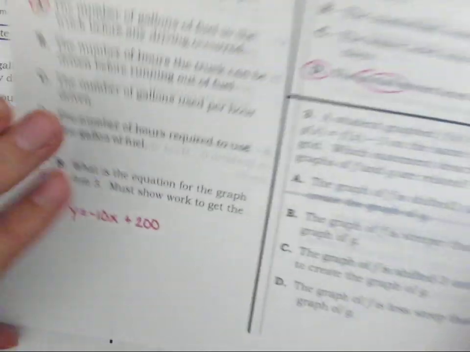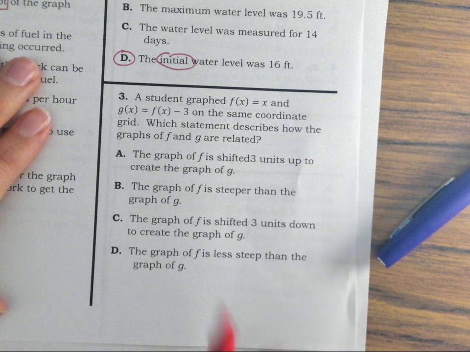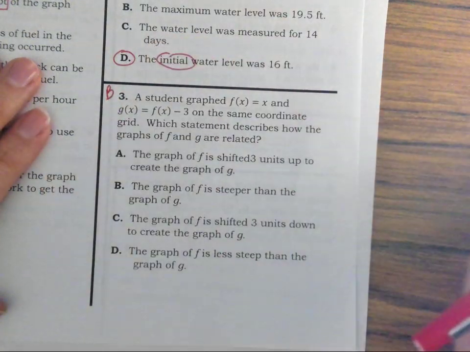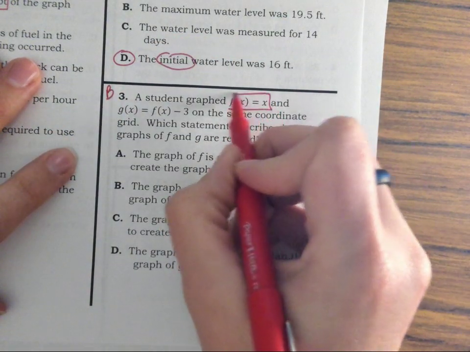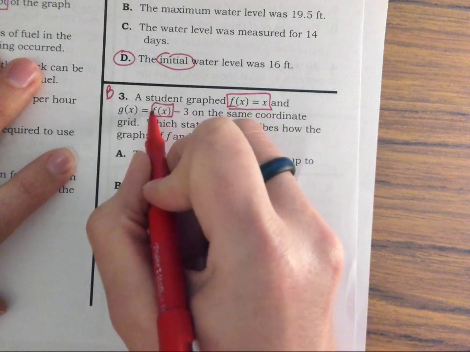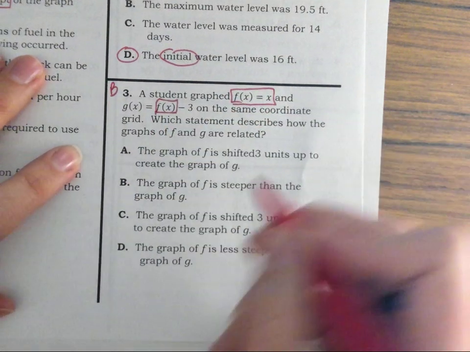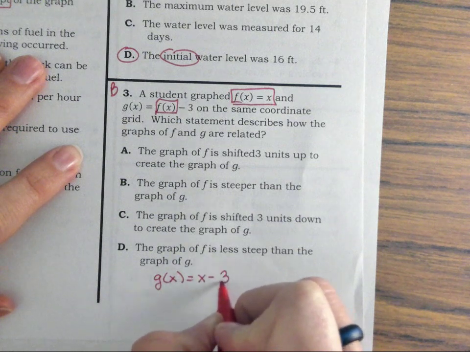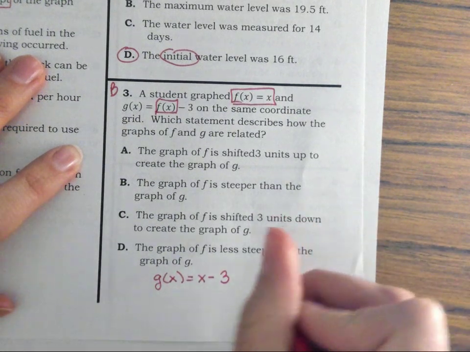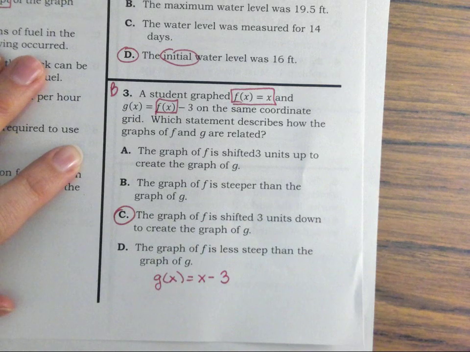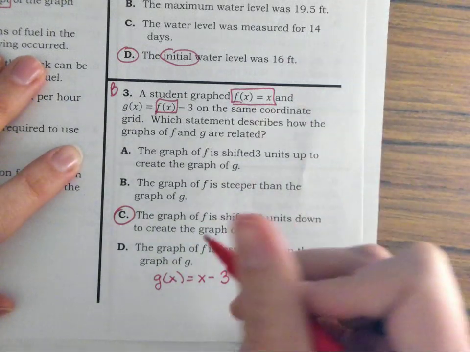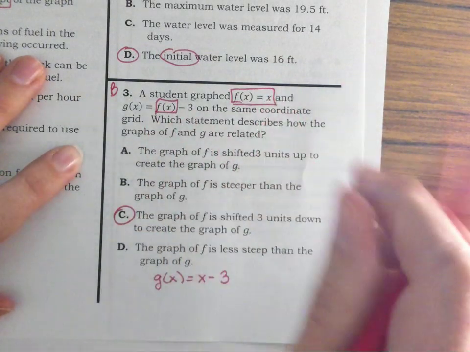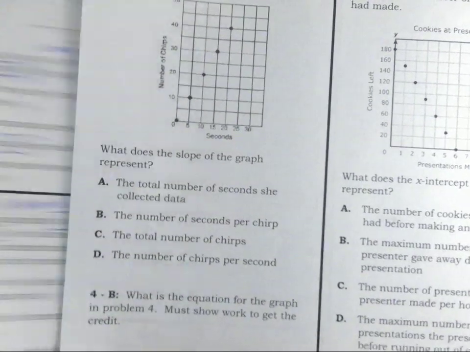So on version B, we're changing this. So f of x equals x, and then g of x is f of x minus 3. So that new equation is x minus 3, and that means the whole thing shifts down. It only gets steeper or less steep if you change the number in front of x. All right, turn it over.